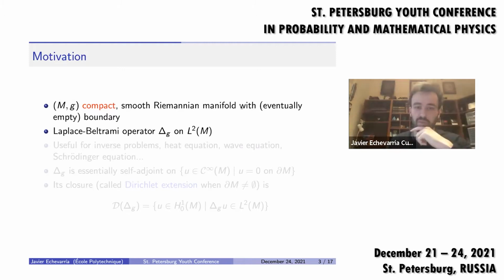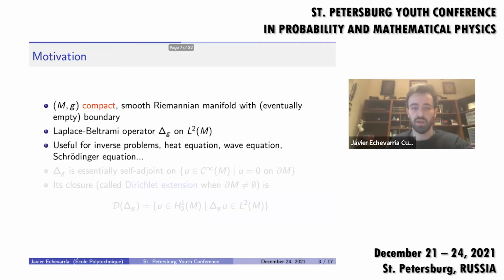So we start with a compact, smooth Riemannian manifold, and we are interested in the Laplacian on this. Knowing the eigenvalues and eigenfunctions of the Laplacian is hopefully clearly very important. It's a problem that's been studied a lot. It's useful for inverse problems, the heat equation, wave equation, Schrödinger equation, etc. They encode a wealth of information on the surface.